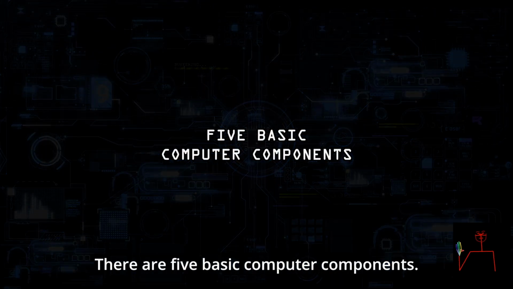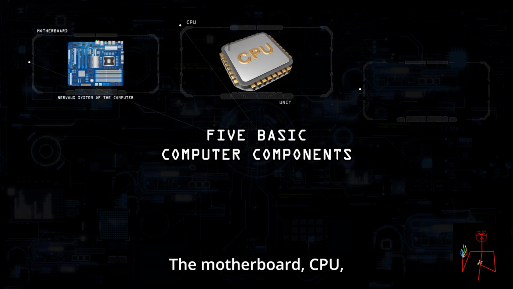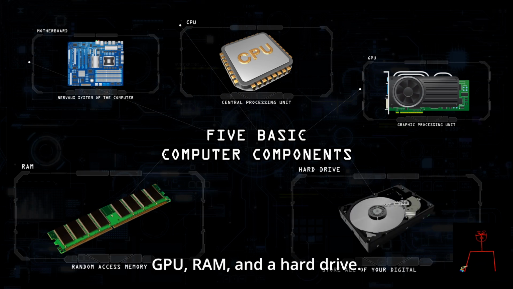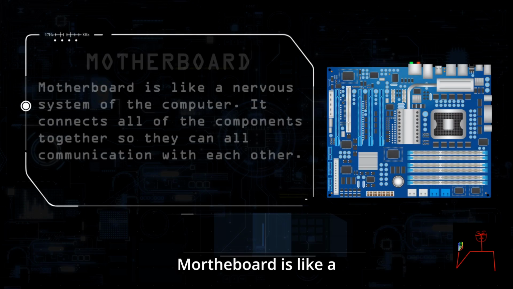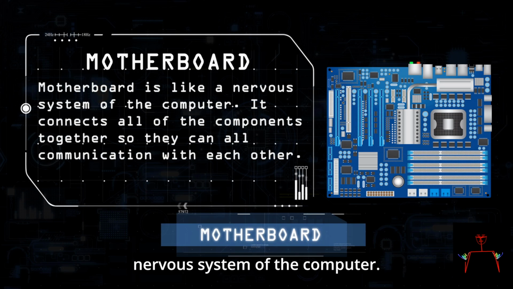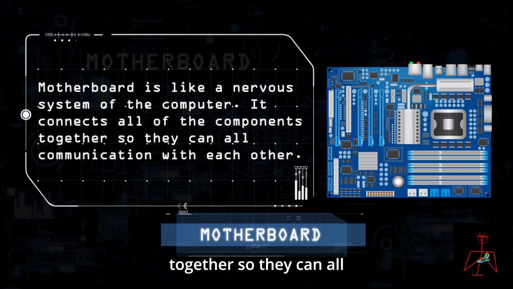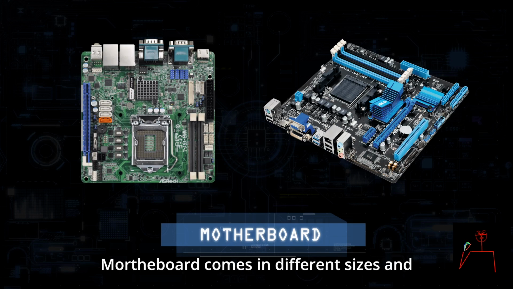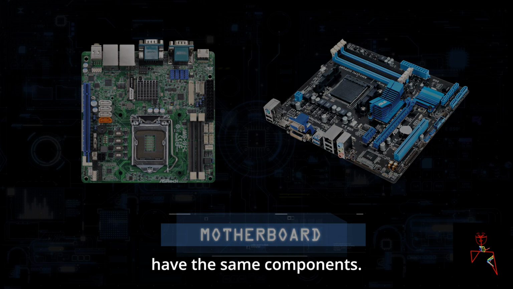There are 5 basic computer components: the motherboard, CPU, GPU, RAM, and a hard drive. Let's take a look at a typical motherboard. The motherboard is like the nervous system of the computer. It connects all of the components together so they can all communicate with each other. Motherboards come in different sizes and shapes, but they all have the same components.